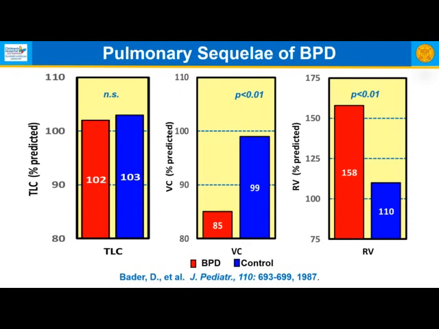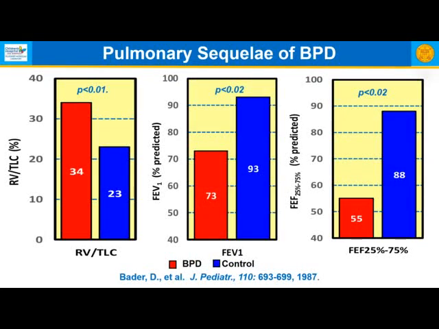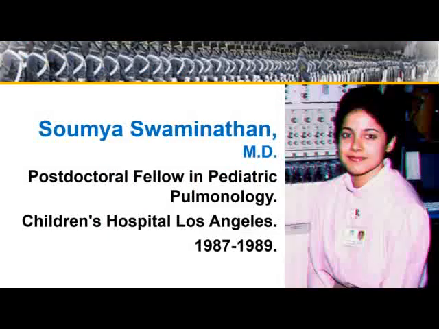He showed total lung capacity was not different between these two, but vital capacity was, and residual volume was increased in this group. So again, residual volume being a sensitive measure of prolonged abnormalities, the ratio of RV to TLC was also increased, as were some measures of obstruction, which we'll talk about next time.